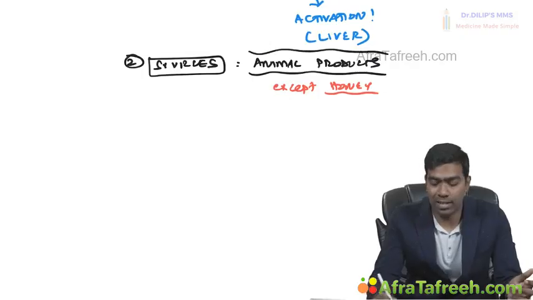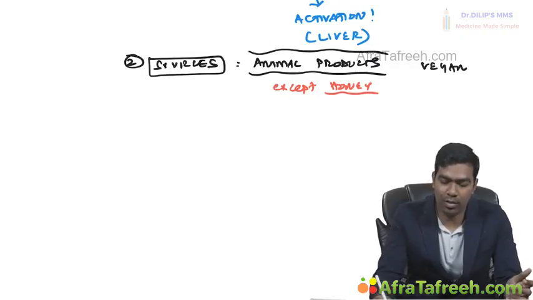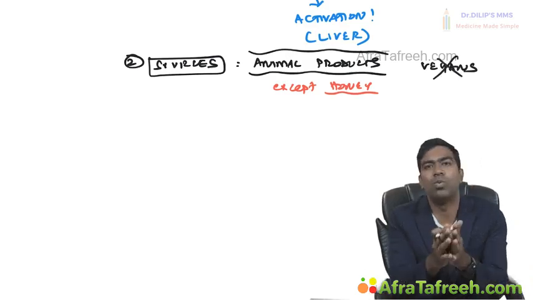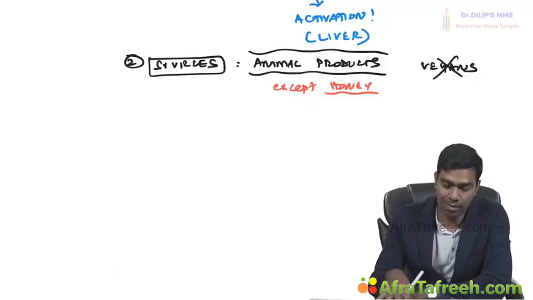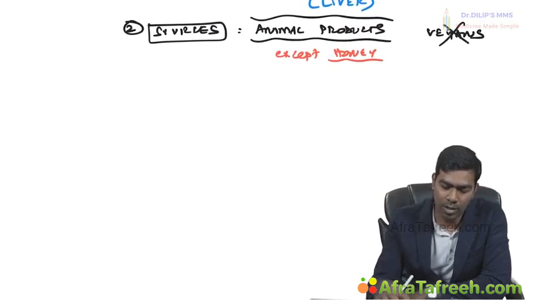But remember, that is the reason why vegans are at very high risk. Vegans are people who don't eat any animal products. I'm not talking about vegetarians here, I'm talking about the vegans who generally don't consume any animal or animal-related products itself. So these are the people who are at high risk of developing vitamin B12 deficiency.